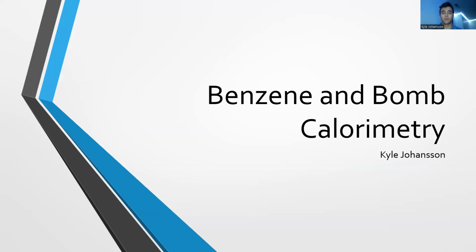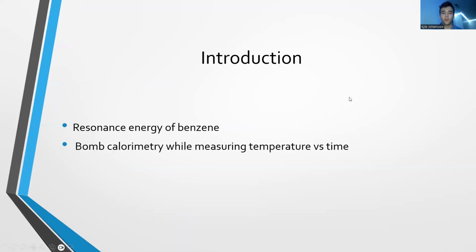Benzene and bomb calorimetry. A very important aspect of chemistry is figuring out how energy will relate to given systems and particularly reactions. In this specific example, I'm going to talk about the relationship between the resonance energies of the compound benzene and how it can be experimentally determined using calorimetry, specifically by analyzing temperature versus time.